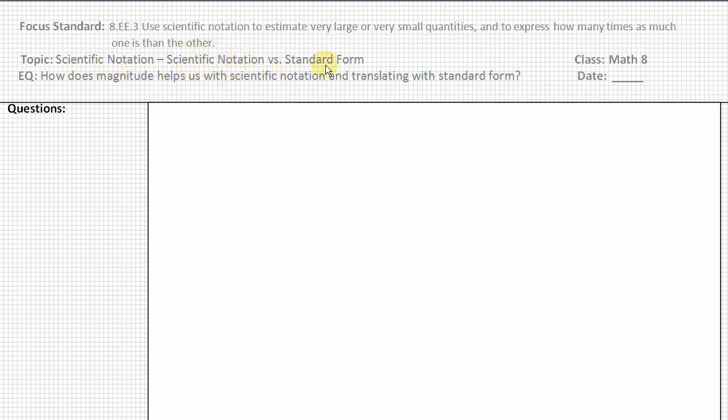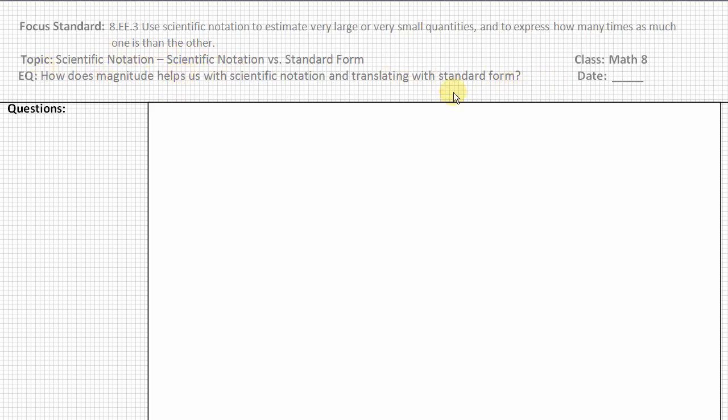So our topic for today is still scientific notation, but today we're actually getting to scientific notation versus standard form. Up until now, we've been building up the pieces to really be able to grasp scientific notation. So our essential question today is, how does magnitude help us with scientific notation in translating with standard form?